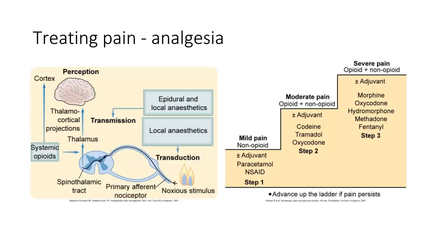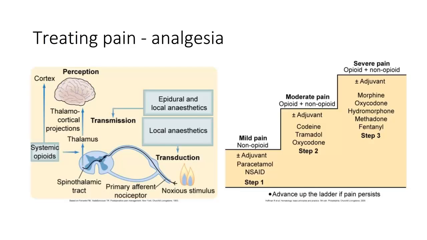We can see on the right a stepped model for which types of drugs would be used in which level of pain. So mild pain tends to be the non-opioid drugs, so we look at paracetamol and the non-steroidal anti-inflammatory drugs. Once we're looking at moderate pain, we're looking at a mix of opioids and non-opioids. And then once we're into the severe pain, then we're looking at the opioid group and the synthetic opioids as well. Certainly the non-opioids are also used at that level.